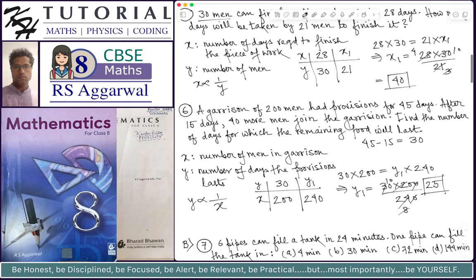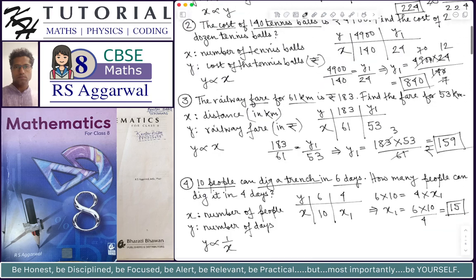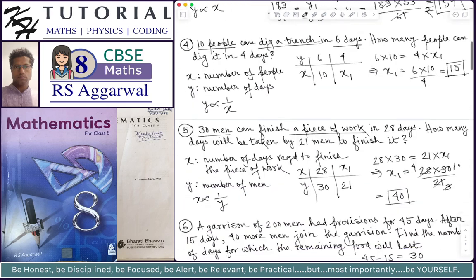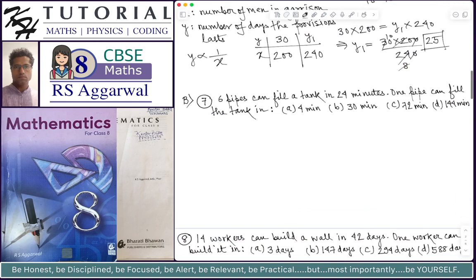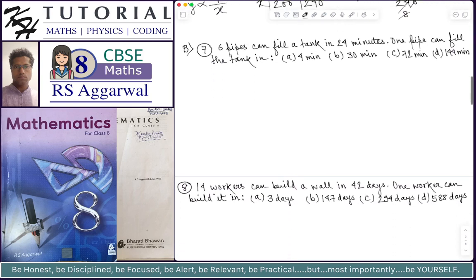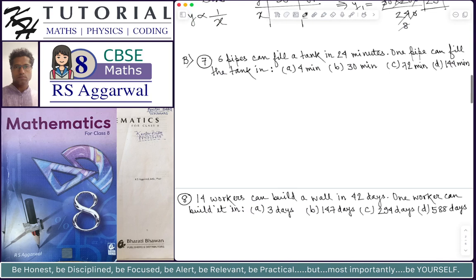So this was subjective questions section A. Okay, next is section B, which are multiple choice questions. Okay, 6 pipes can fill a tank in 24 minutes. 1 pipe can fill the tank in, okay. So this problem we have already done earlier.